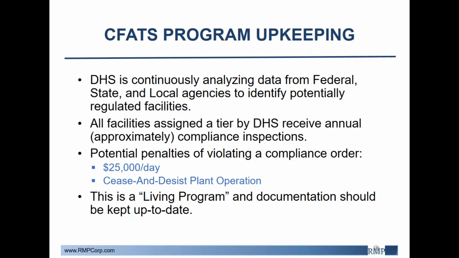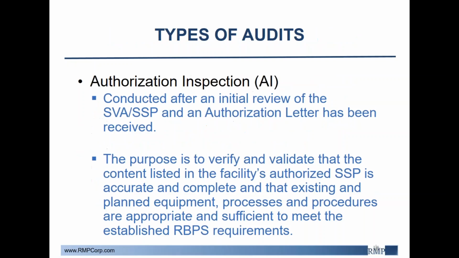Additionally, all facilities assigned a tier by DHS receive approximately annual compliance inspections. The consistency of these audits does vary a bit by tiering level as DHS prioritizes tier 1 and 2 facilities for more frequent inspections due to their higher risk. However, generally it is the goal for DHS to visit facilities relatively frequently. Also, the potential penalties for violating a compliance order can be pretty severe, with fines up to $25,000 per day and orders to cease and desist plant operations, so it is important to comply and maintain your program and make sure that your documents are up to date.